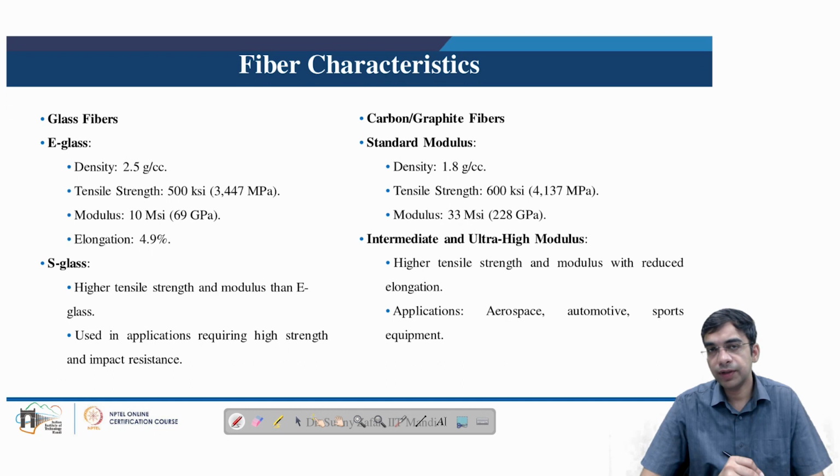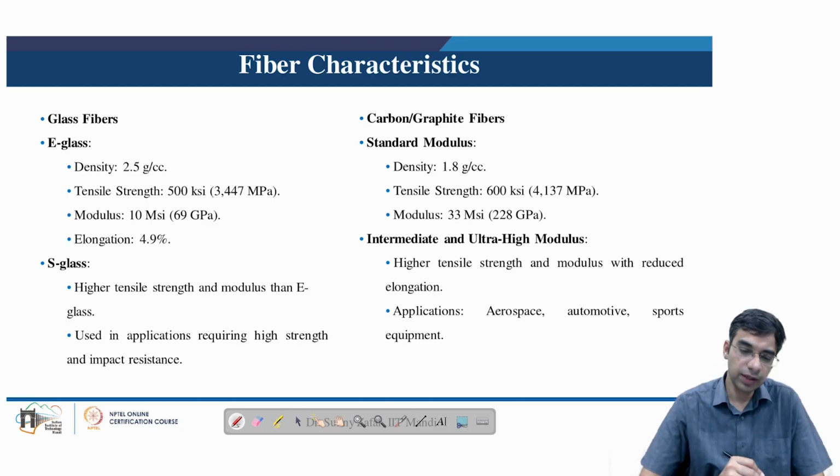Glass fibers are also available in different types, such as E glass fiber and S glass fiber. We will see the details of these in the next few lectures. But for now, we can see the various thermophysical properties, which include density, tensile strength, modulus, and elongation. S-glass fibers generally have high tensile strength and elastic modulus compared to E-glass fibers, and they are specially used in high strength and impact resistance applications.